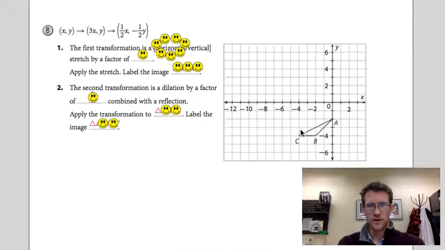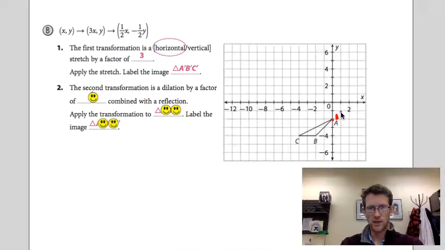So we start with our little figure. Our first transformation here is we're going to do a stretch of a factor of what in which direction? Well, it's a factor of 3 horizontally, right? Because it's 3x, y. So the y doesn't change, just the x does. So let's go ahead and apply this stretch. A doesn't move. That's right there. So that's A prime. I'm going to relabel that A prime.